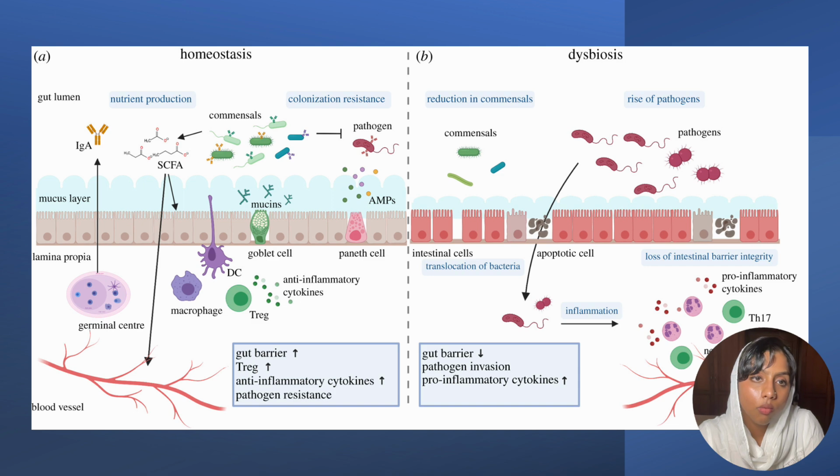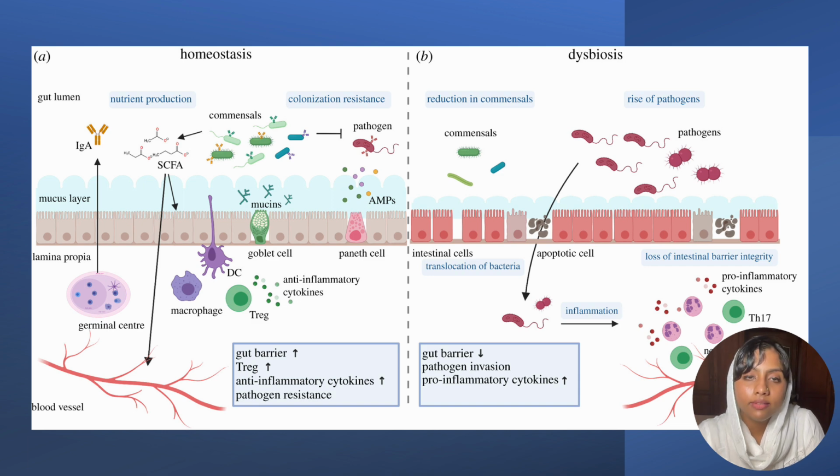So let's take a look at the homeostasis, where there are more gut commensals than pathogens. They're producing antimicrobial peptides, which keep the pathogens in check. They are interacting with the immune cells, whereby they're increasing the T regulatory cells. They're also providing improved gut integrity, and they are producing an anti-inflammatory cytokine response.